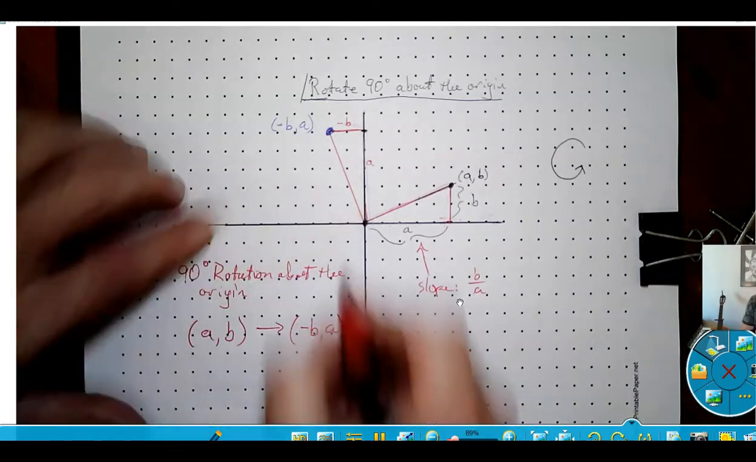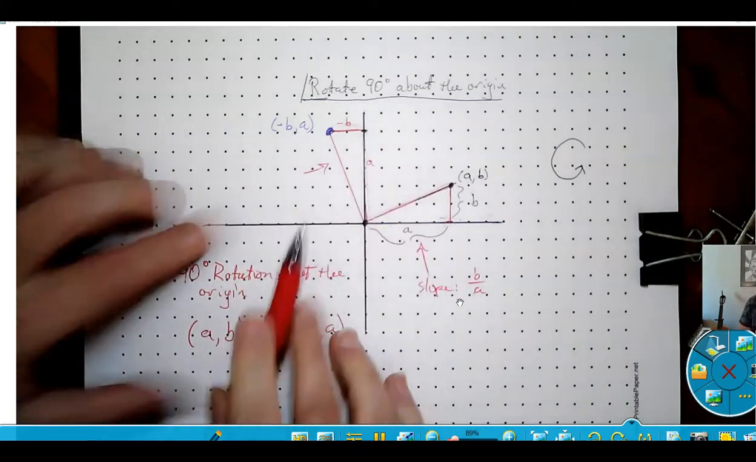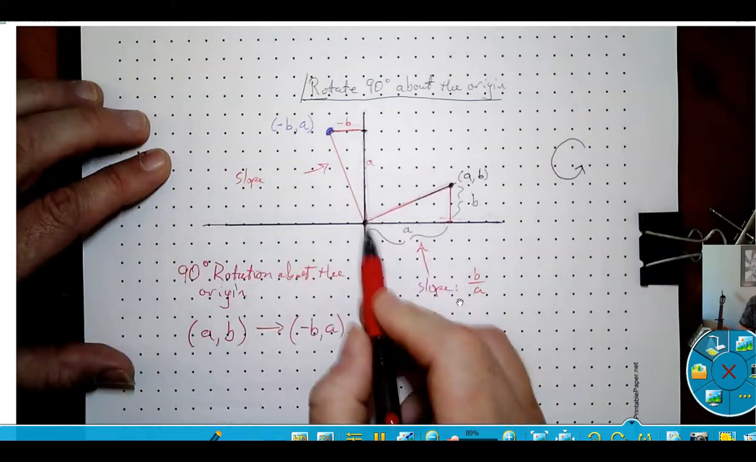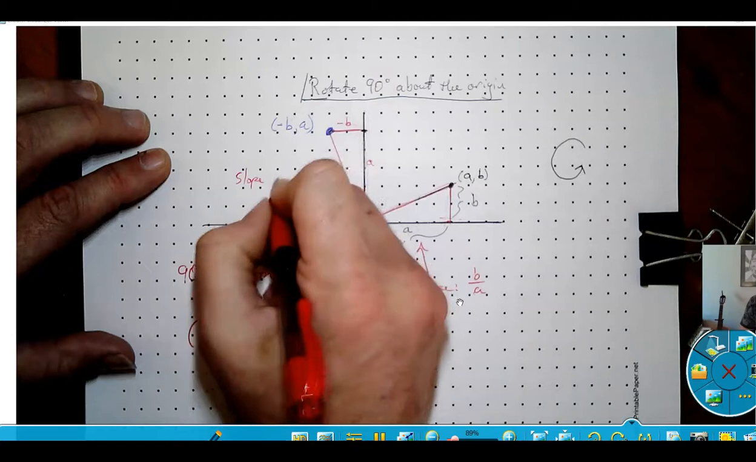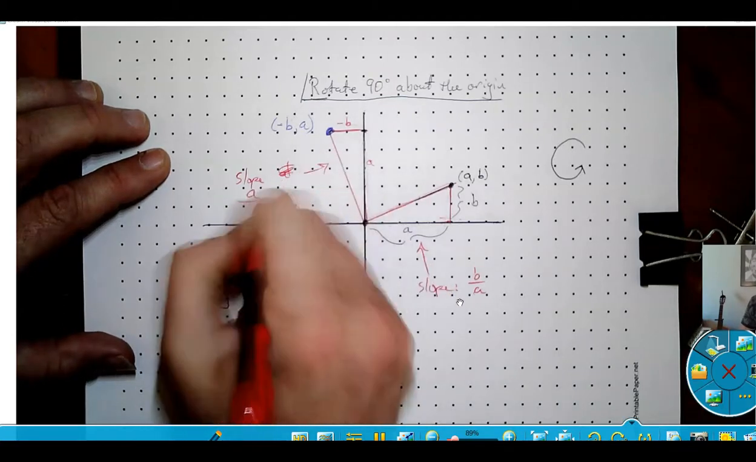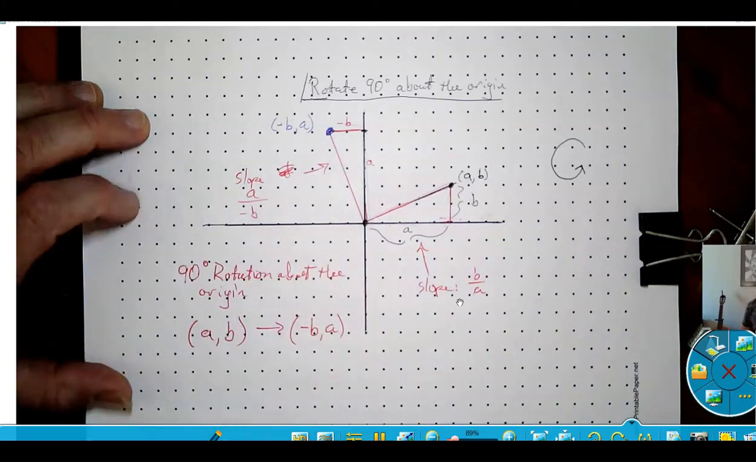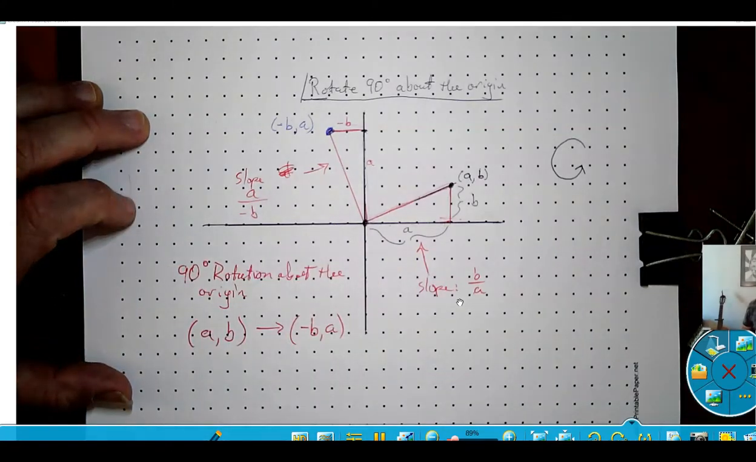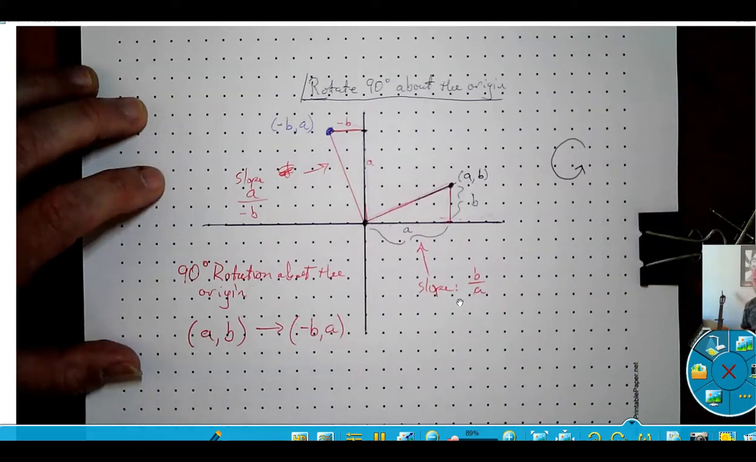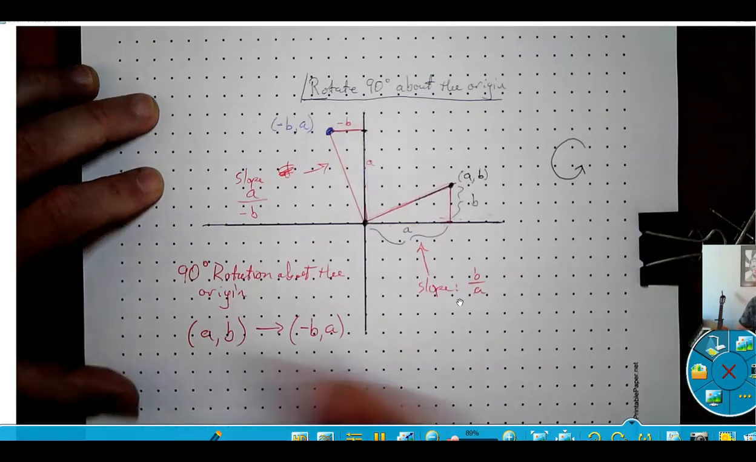right? Over here, though, the slope, let's see, its rise over run, it's A over negative B, right? And those are opposite reciprocals of each other. So this is actually a proof for why perpendicular slopes are negative reciprocals of each other. You can actually just do it with the coordinates.